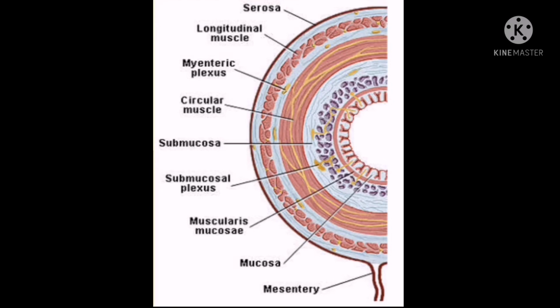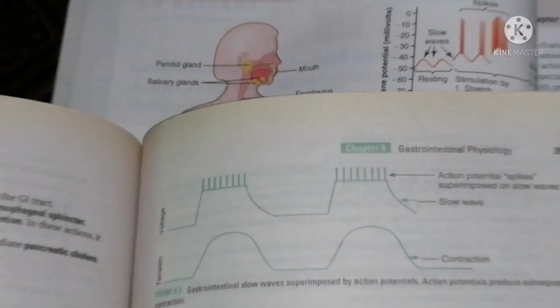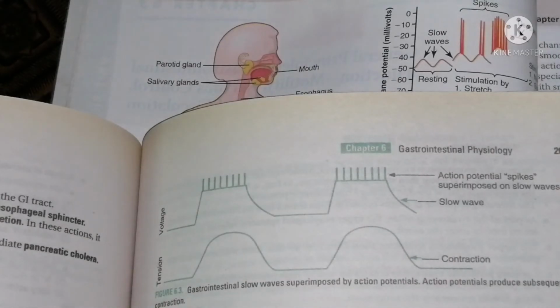So because the smooth muscle fibers are connected to each other and the bundles are also connected to each other, an action potential which is elicited at any point within the muscle mass will travel in all directions from that point. So that's why it is called a syncytium. So the electrical activity in GIT smooth muscle is of two types, the slow waves and the spike potentials.